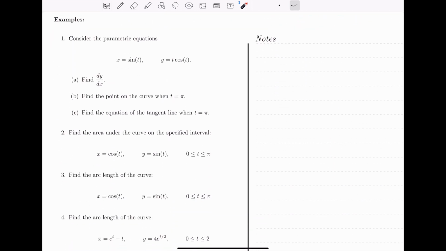Here we have the parametric equations x equals sine of t and y equals t times cosine of t. So we could write the first one as x of t, just to remind us that x is a function of t. And the second one is y of t, to remind us that y is a function of t. First, what we want to do here is to find the derivative of y with respect to x.